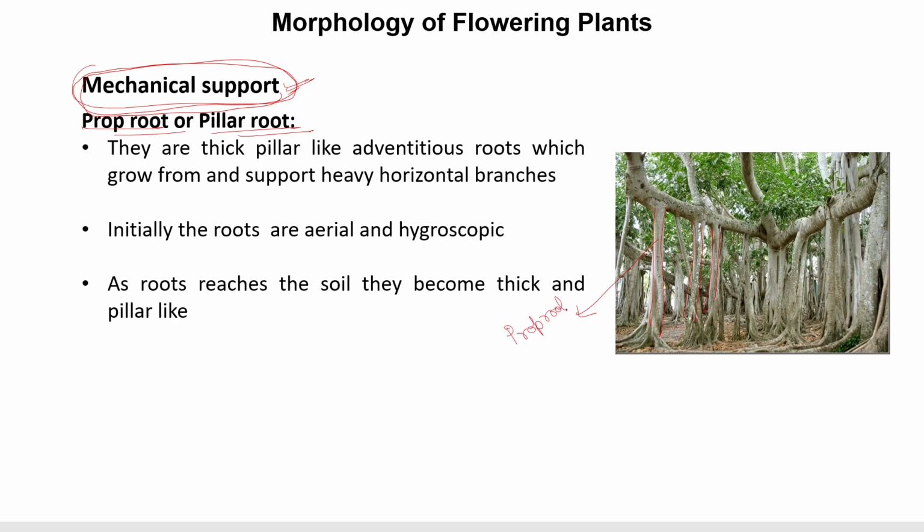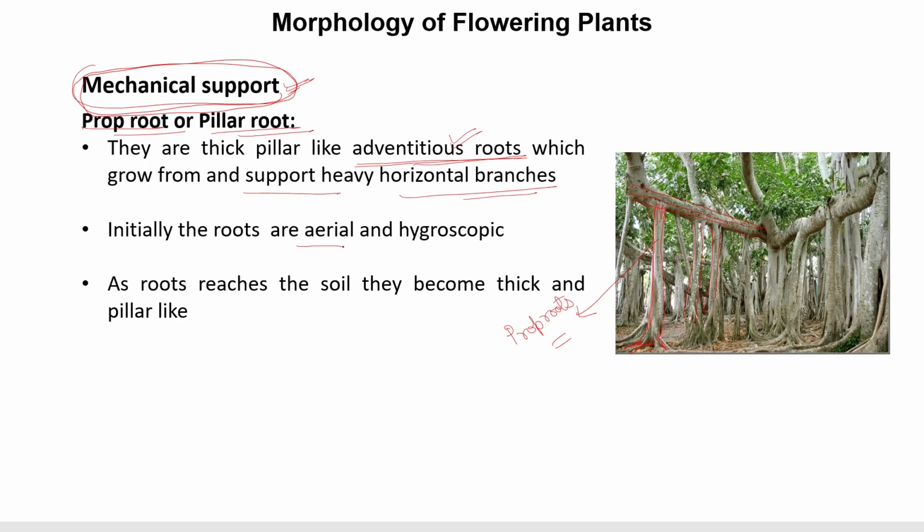They are thick pillar-like adventitious roots which grow and form support for heavy horizontal branches. Now you can see these branches are so heavy, they need support. So some adventitious roots come out, grow downwards, reach the soil and get attached to it. Such a unique structure. So adventitious roots are responsible for the formation of the prop roots or the pillar roots.